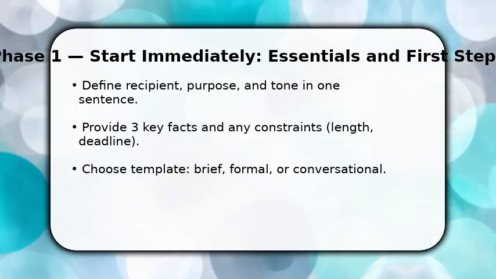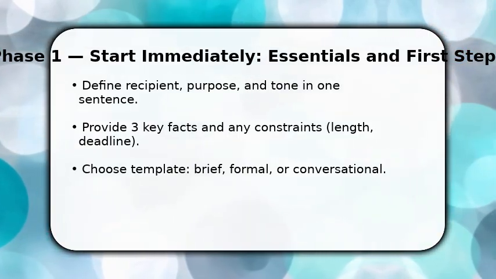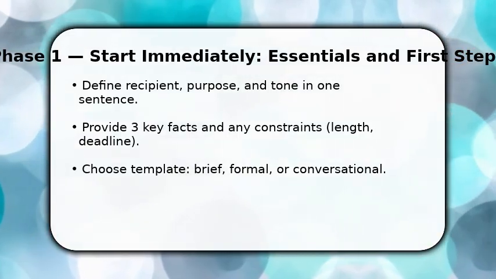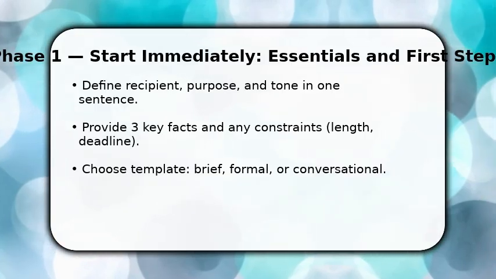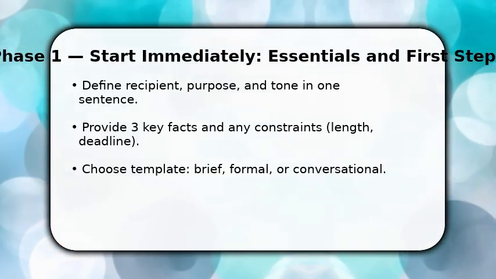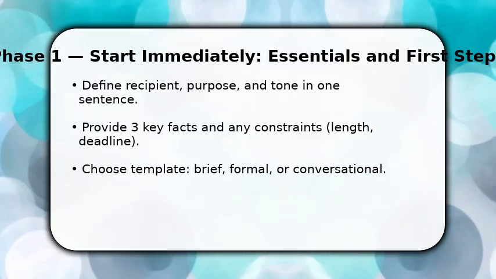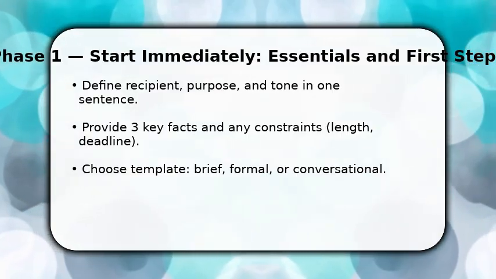Then select a template: brief, formal, or conversational. This helps the model match expectations. Once done, ask for a subject line and a one-paragraph draft. This jump-starts the writing. It prevents vague, scattered outputs and saves revision time.